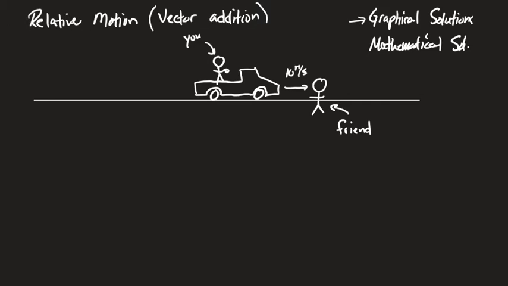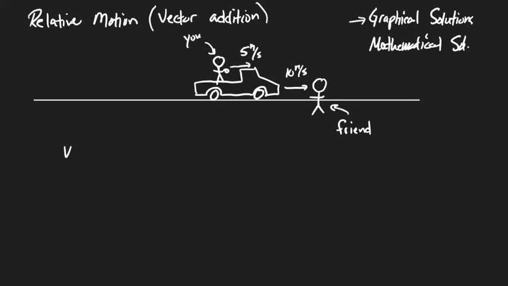Now, if you throw the ball forwards at 5 meters per second to your friend, how fast does your friend see the ball? 15. Got to be 15. The ball's already moving at 10 meters per second relative to your friend before you throw it. You throw it, giving the ball an additional 5 meters per second.